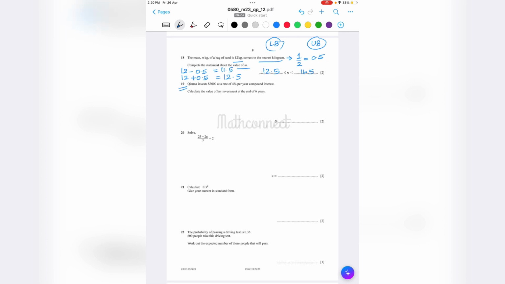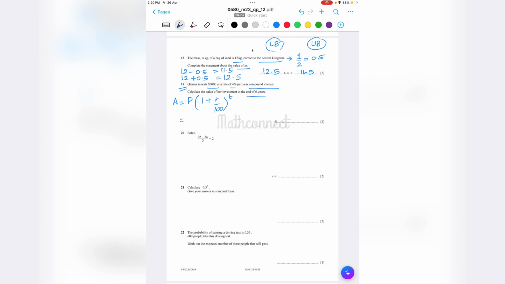Moving on to question number 19. Kiana invests $3,000 at a rate of 4% per year compound interest. Calculate the value of her investment at the end of 6 years. So it's a compound interest question. Let's first write down the compound interest formula. A equal to, you can write A naught or P, whichever you have learned or whichever works for you. So P times 1 plus rate upon 100, the whole raised to T.